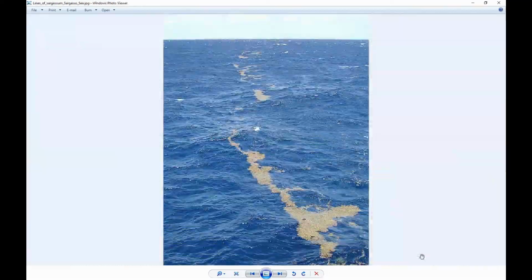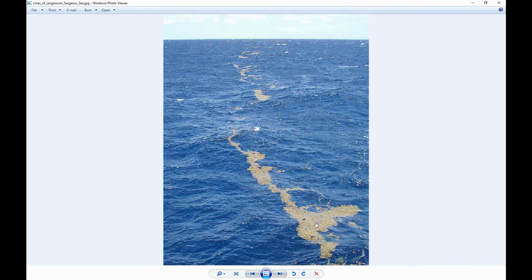So what makes it unique and cool and special, the Sargasso Sea is distinguished from other parts of the Atlantic Ocean by this characteristic brown Sargassum seaweed that you can see here, and it's often got very calm blue water.